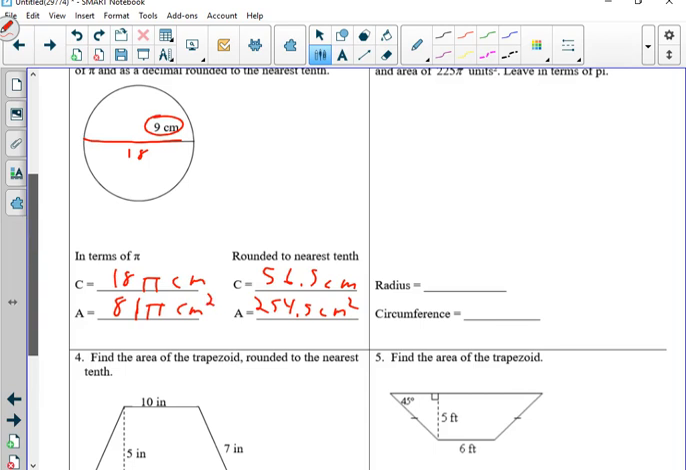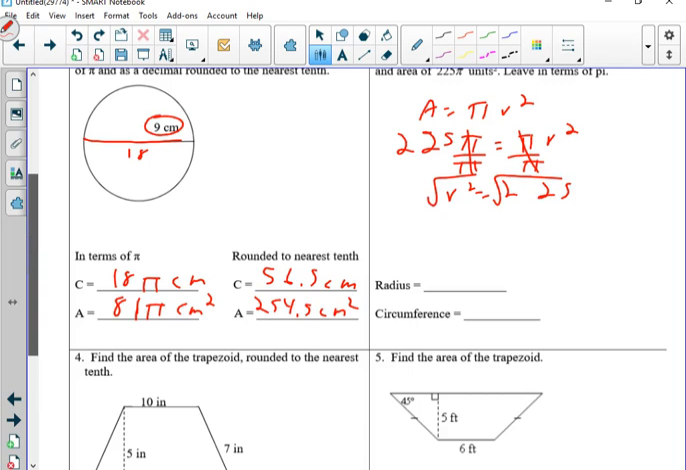Find the radius and circumference of a circle with the area of 225. So again, area is pi r squared. We know it's 225 pi equals pi r squared. So we're going to divide by pi, which cancels. So r squared is 225. Square root both sides, and r is 15, which makes the diameter 30, and the circumference is 30 pi units.